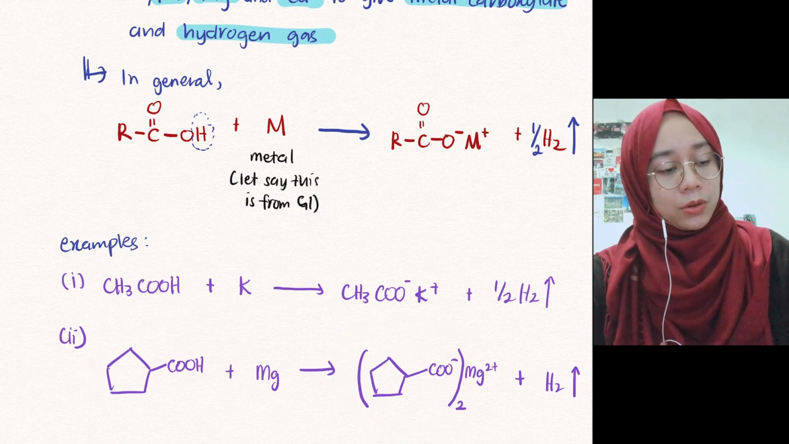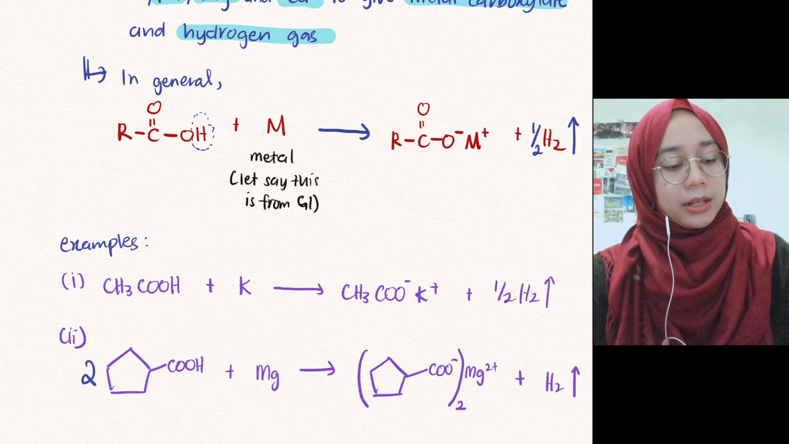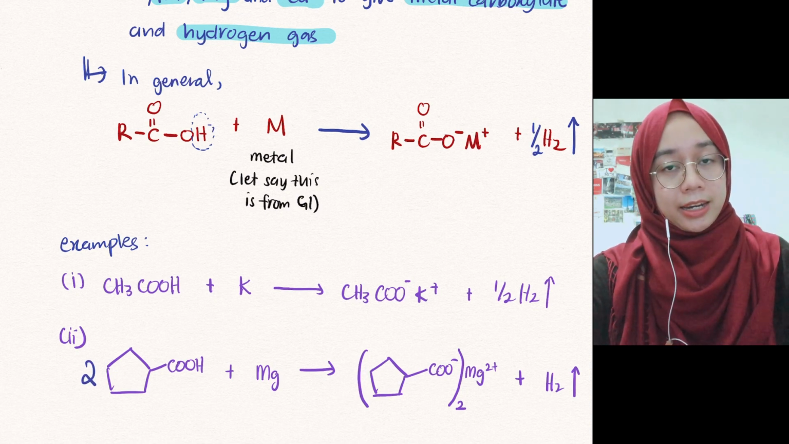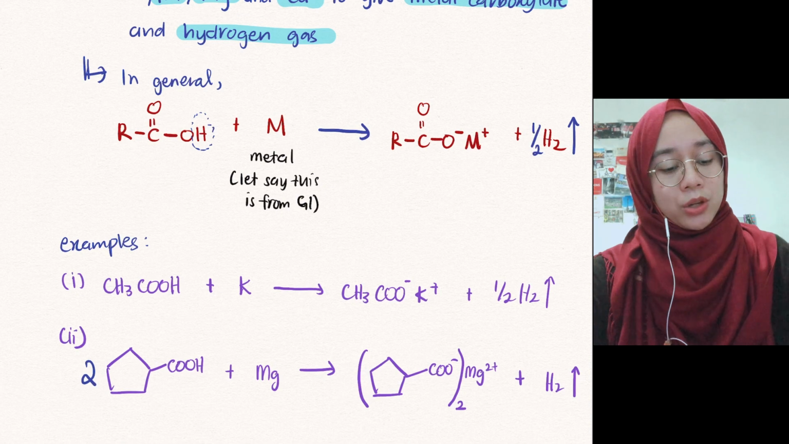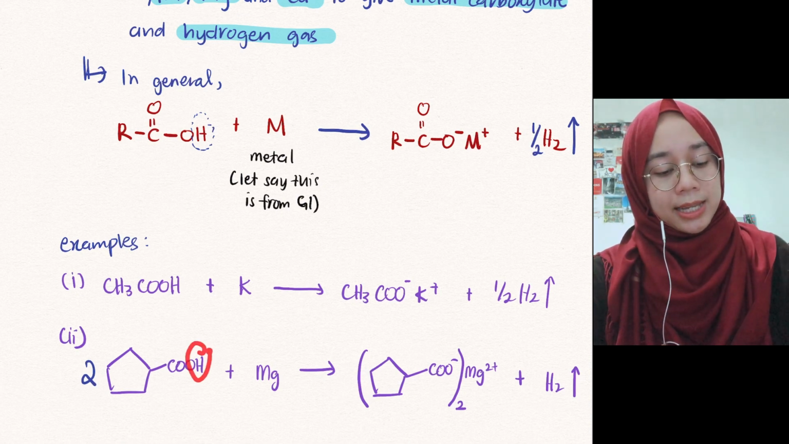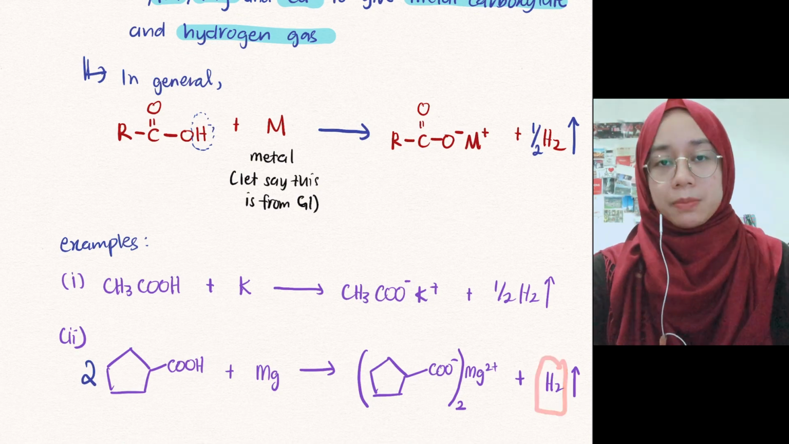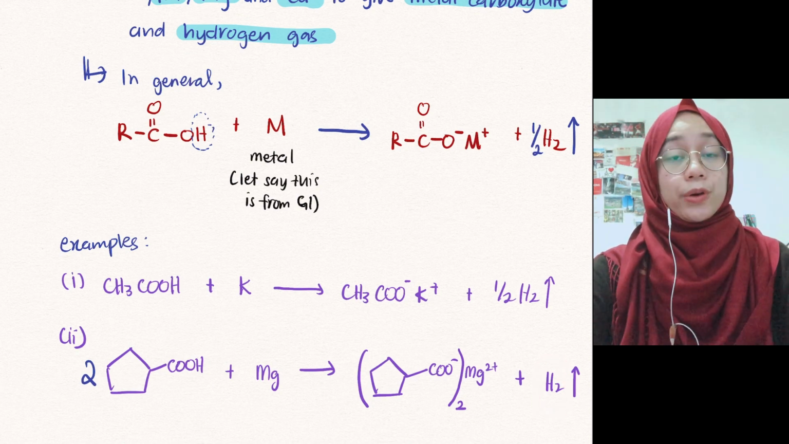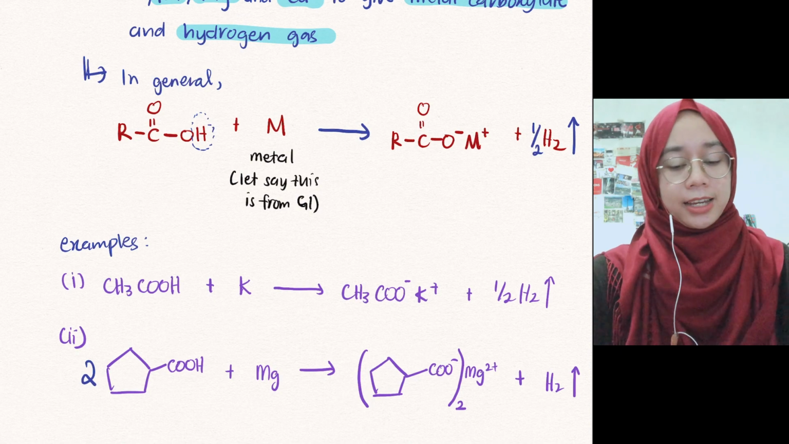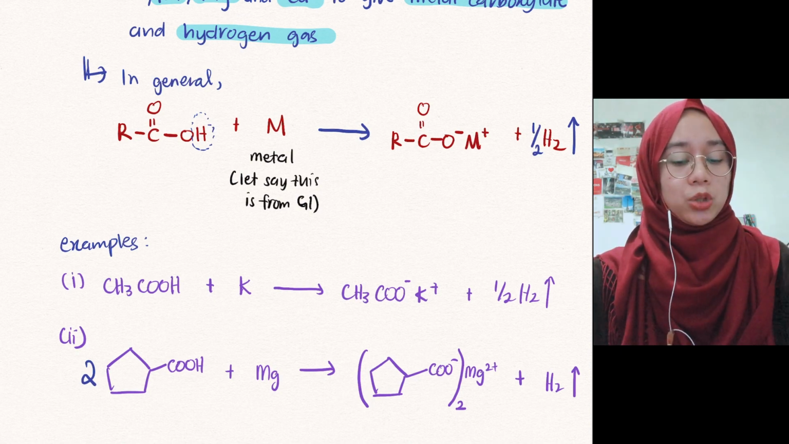Okay, so this one kena ada letak 2 dekat depan. Okay, so kalau ada 2 depan, bermaksud ada 2 lah hydrogen yang kita boleh release kan. So kalau ada 2 hydrogen release, so perlu tak sini letak half? Tak perlu. Okay, so we're done with the reaction 1. Okay, so kita pergi kepada reaction 2.